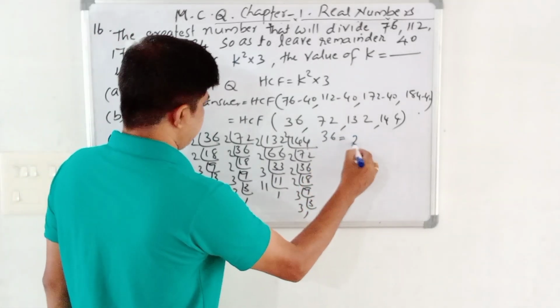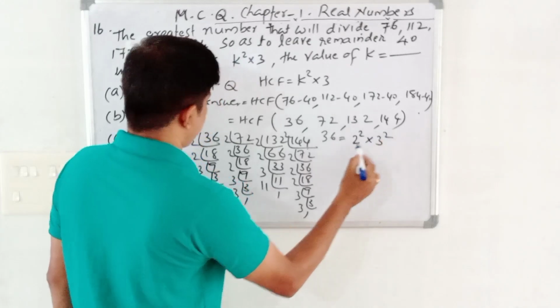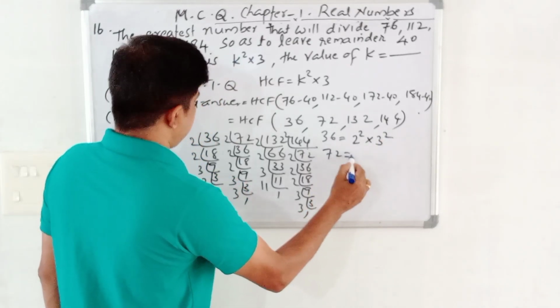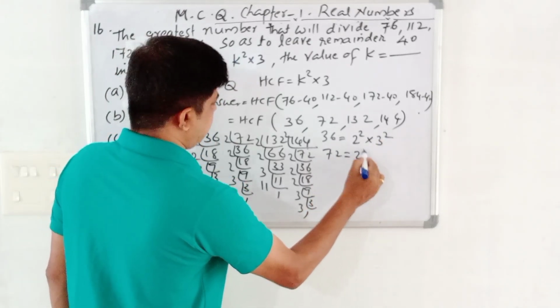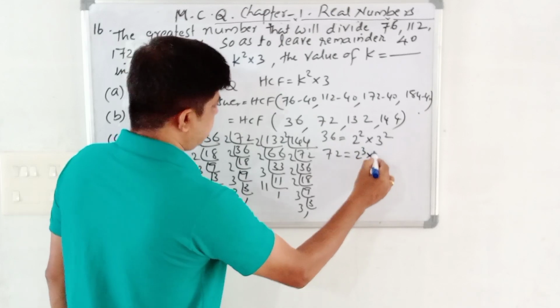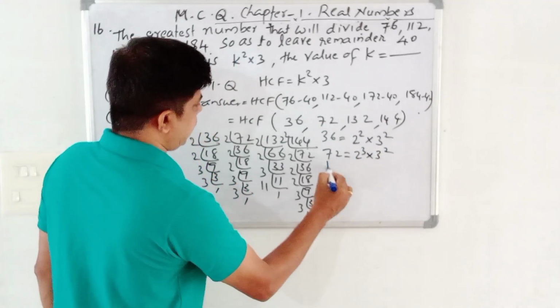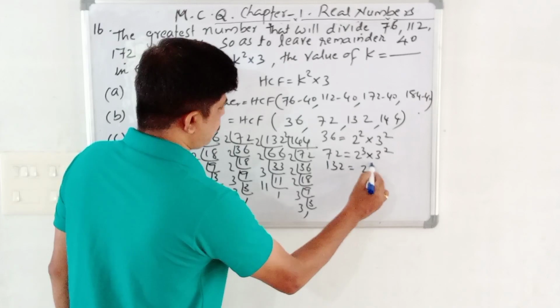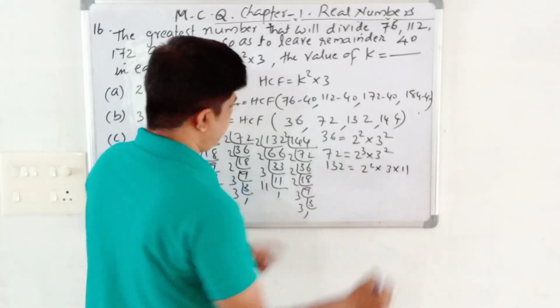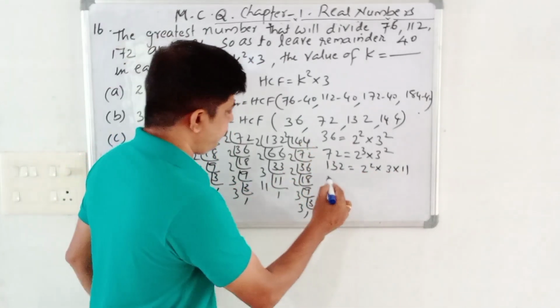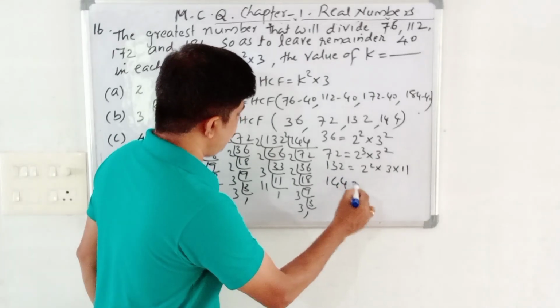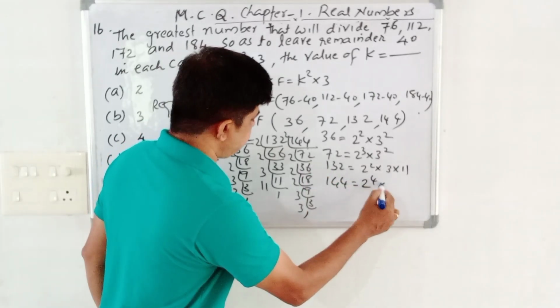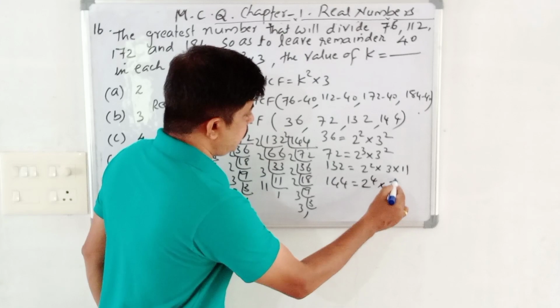36 can be written as 2 square into 3 square. For 72 we have 2 raised to 3 into 3 square. Next, 132 is 2 square into 3 into 11. Last we have 144, which is 2 to the power 4 times 3 square.